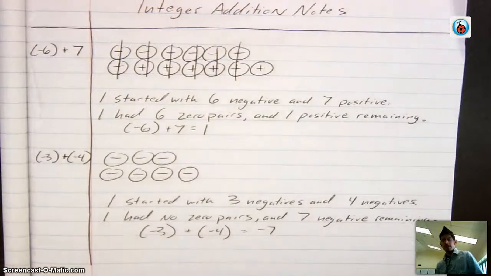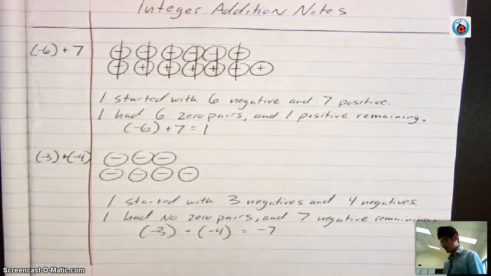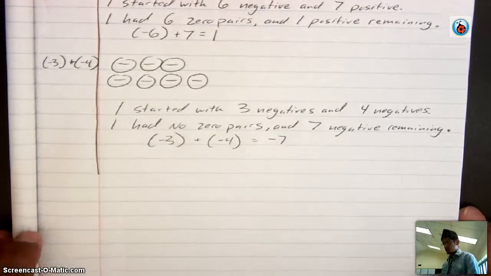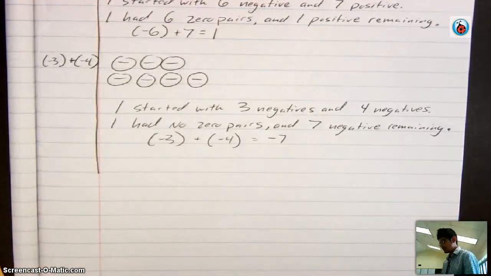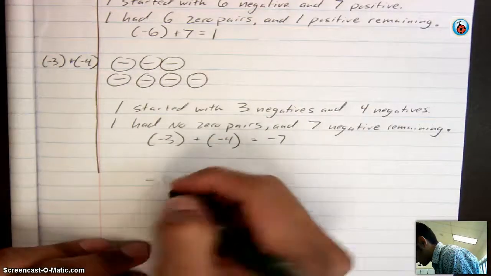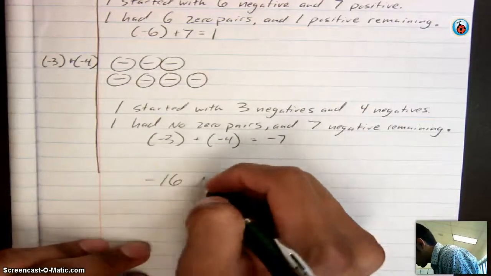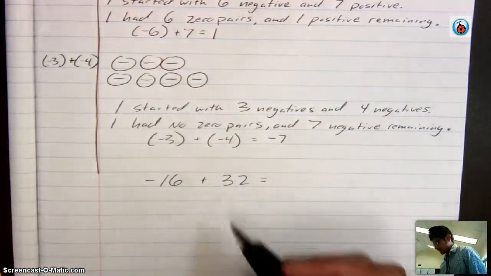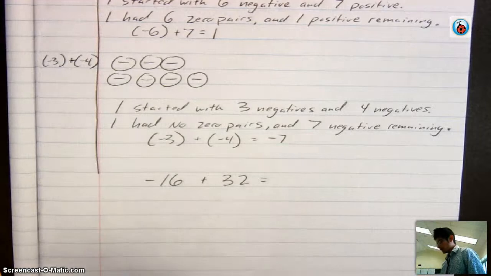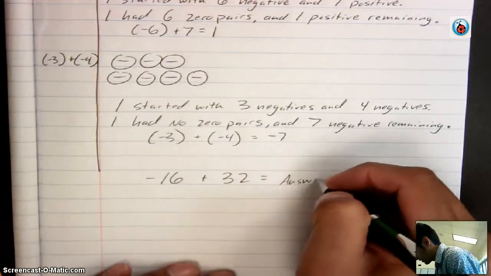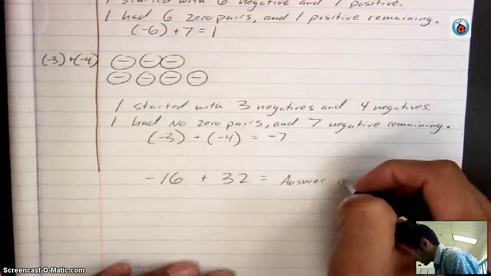So if I have nothing but positives, I count them up and I have a positive answer. If I have nothing but negatives, I count them up and I have nothing but negatives. So let's talk about our rules here. We talked about this in class today: the number with the larger absolute value keeps it positive or negative. So for an example, we're going to look at class tomorrow, -16 plus 32. If I drew 16 negatives and 32 positives, I would have more positive than negative. So for this one, my answer will be positive because there are going to be more positives.